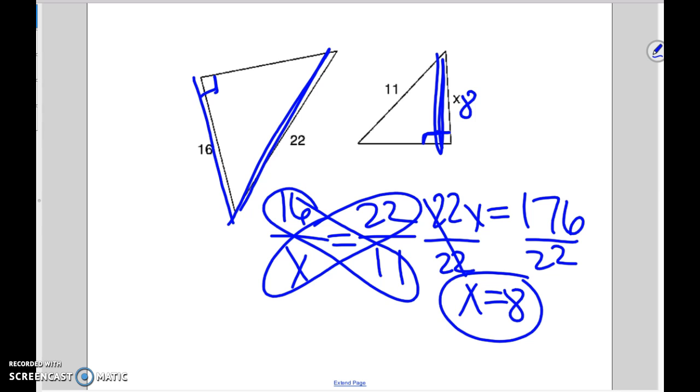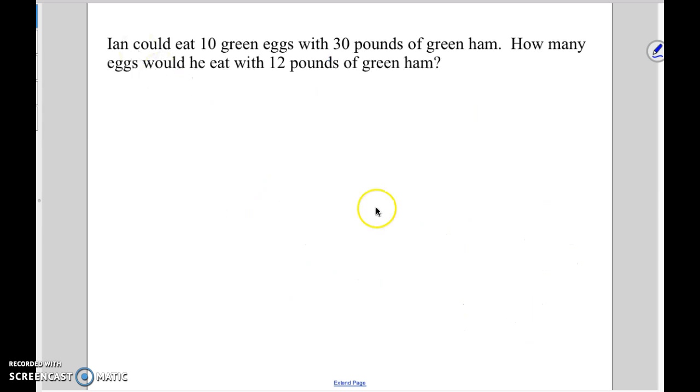All right, the next two are going to be word problems, just to set up a proportion and work them out. So Ian can eat 10 green eggs with 30 pounds of green ham. How many eggs would he eat with 12 pounds of green ham? So this isn't a shape, it's not a triangle or a rectangle or anything like that, but it can be a proportion. So it's 10 green eggs for 30 pounds of green ham. How many eggs for 12 pounds?